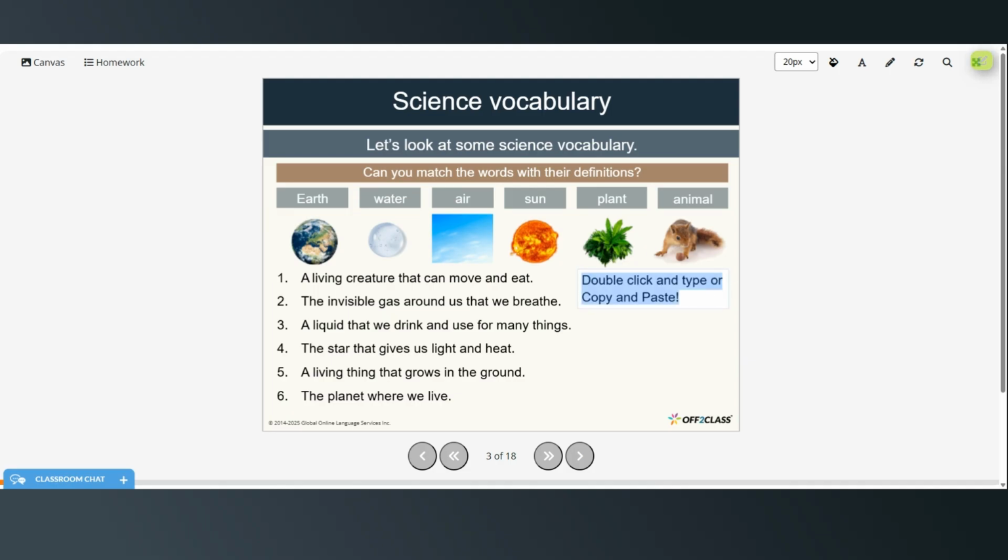All right, number one, a living creature that can move and eat is an animal. The invisible gas around us that we breathe is air. A liquid that we drink and use for many things, that's water. The star that gives us light and heat would be the sun. A living thing that grows in the ground is a plant. And the planet where we live is Earth.